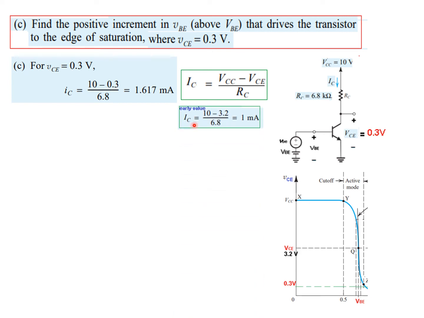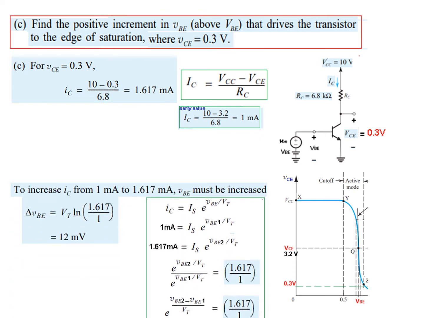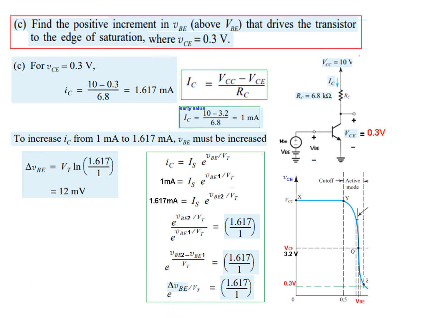Remember earlier IC was 1 milliampere. New IC is 1.617. So the current has increased, and that means VBE has increased. And to find that, we'll use a relation that we had discussed in one of the problems. So let me just summarize it here. The current IC is given by this equation.